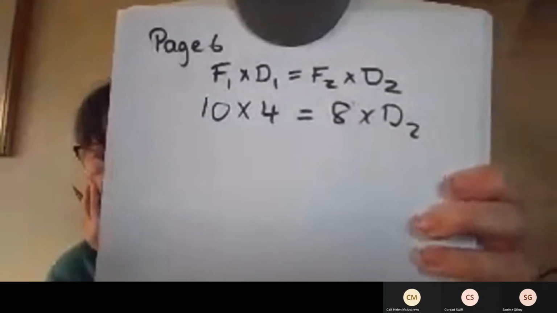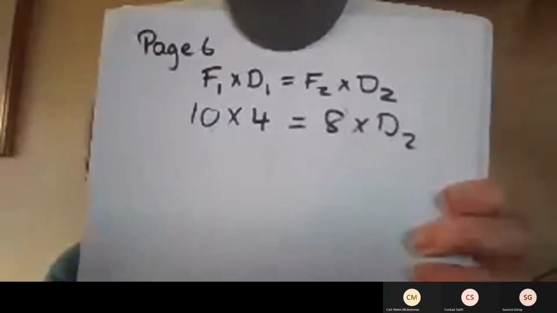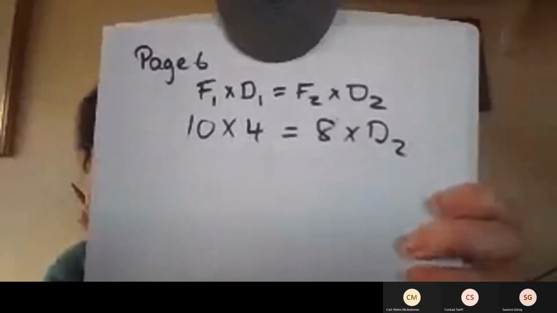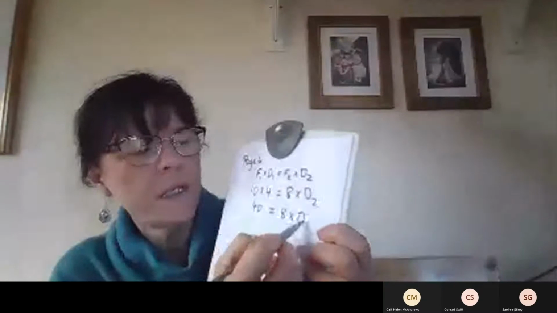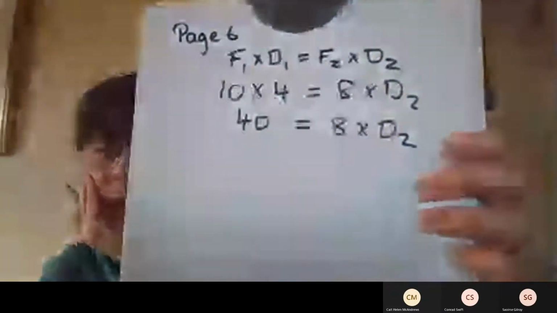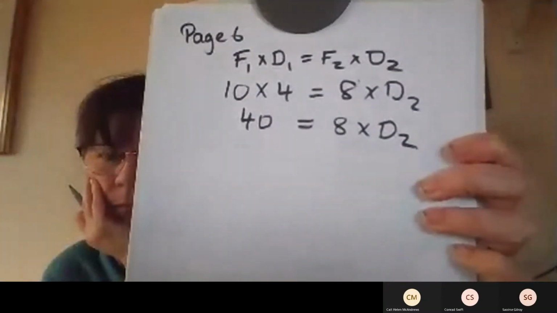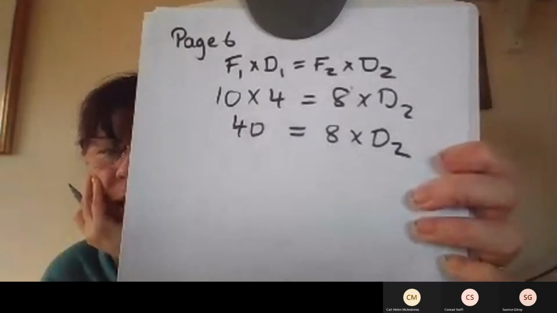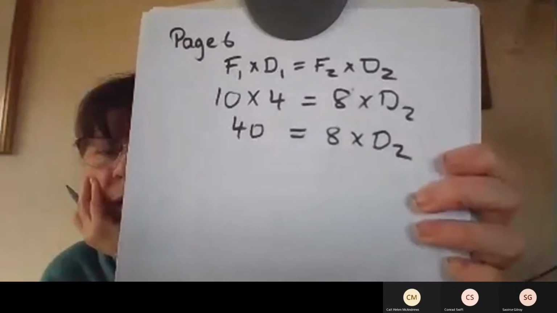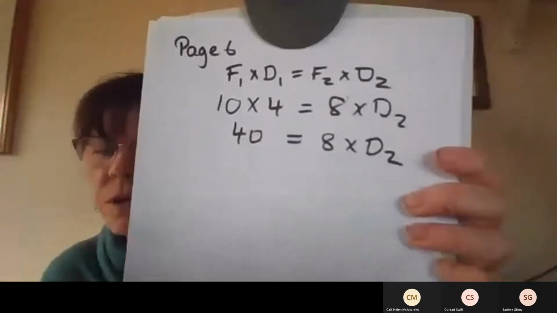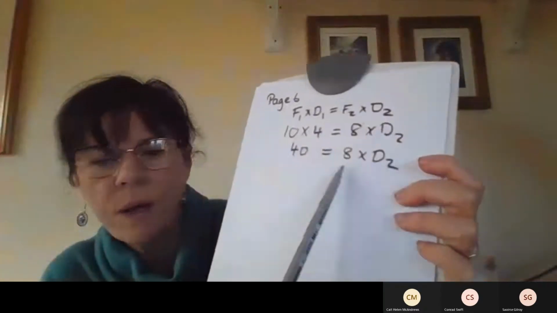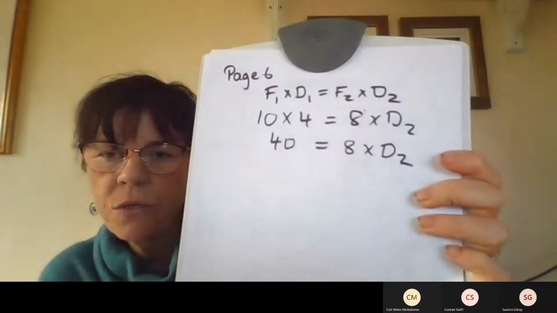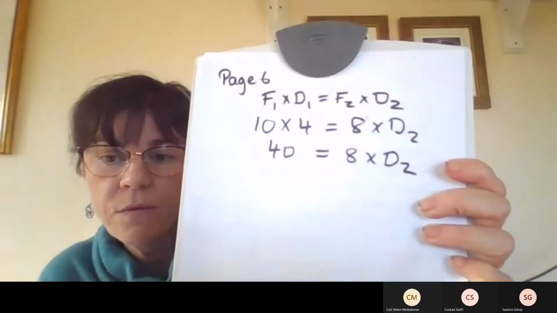Go on ahead, see, can you do the next line? 10 times 4 is going to give you, do that in your head, equals 8 times D2, nice and tidily like that. So we've worked out 40 as being the anti-clockwise moments, and we now need to work out what D2 is here. Well, if the anti-clockwise moments are 40, then the clockwise moments are also 40. So 8 times D2 gives you 40.